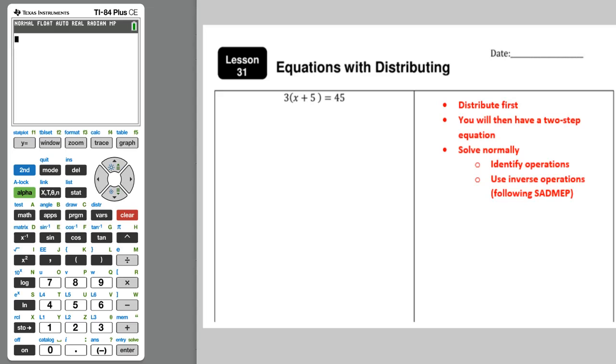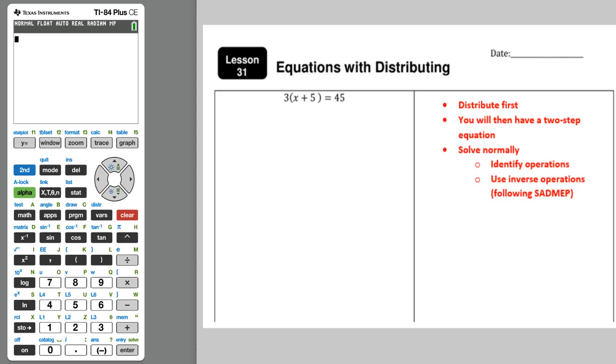Alright, so just a quick couple notes here. You're going to have to, obviously again, be a problem solver. If there's a problem, something you're not sure about, think about what can I do to fix that part first. So remember, with split variables, I would have to move one of the variables to the other side. If there's something with distributing, I may want to distribute first. Once I'm done with that, I will have a two-step equation.